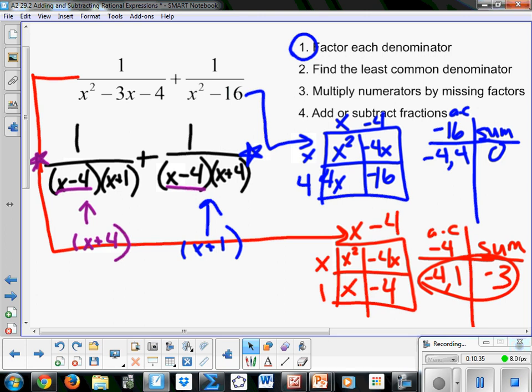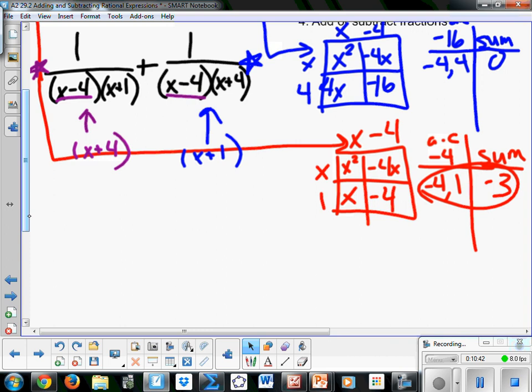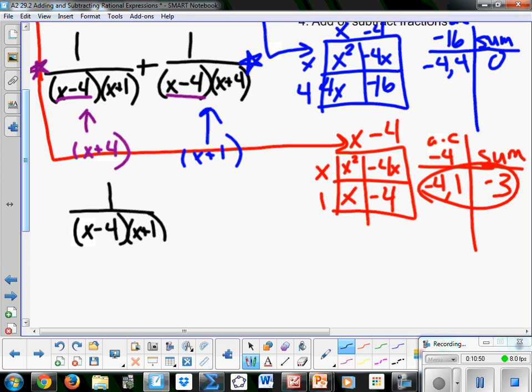Okay, so just to be clear, we're again making a common denominator by multiplying each of our fractions by 1. So let's rewrite that down at the bottom. So we've got 1 over x minus 4 times x plus 1, and we're going to multiply this one by x plus 4 divided by x plus 4. Okay, x plus 4 divided by x plus 4 is 1. So I'm really not changing the nature of that fraction. I'm just multiplying it by 1, but I'm making it so that we can add our two fractions together.